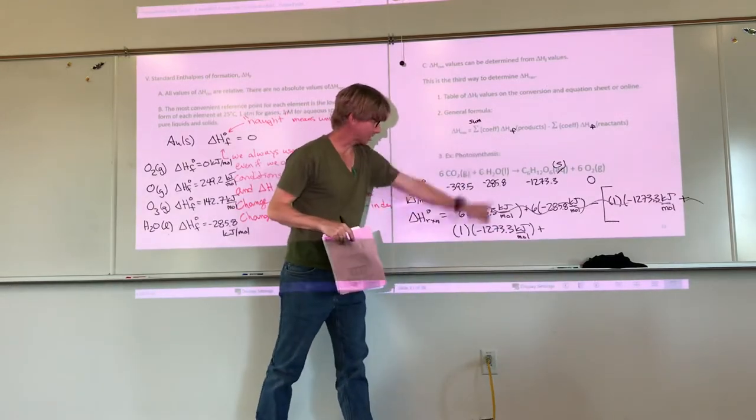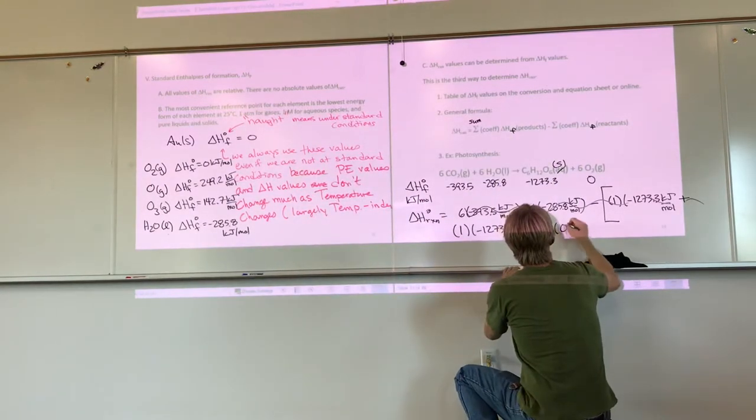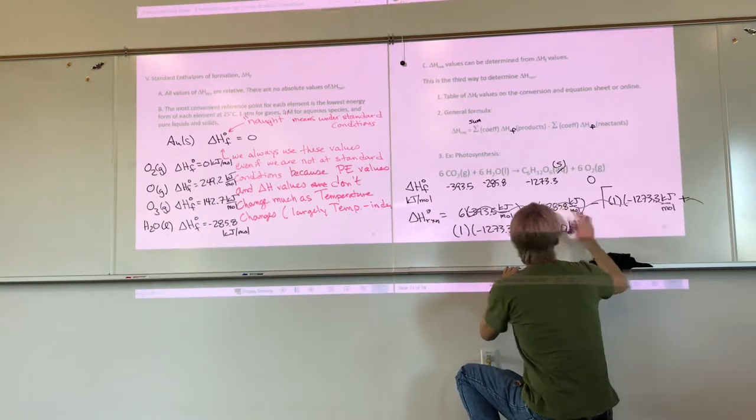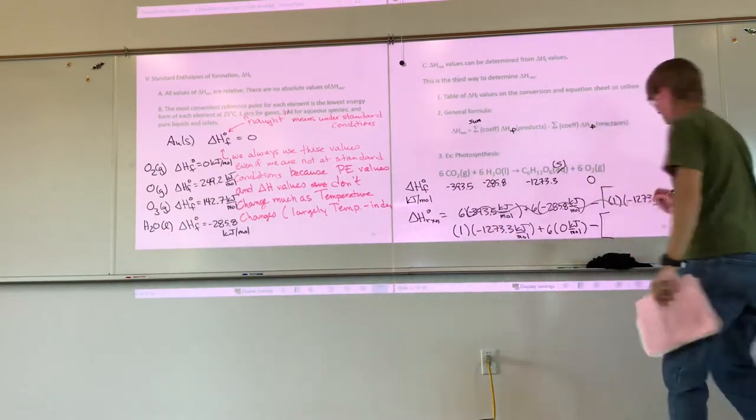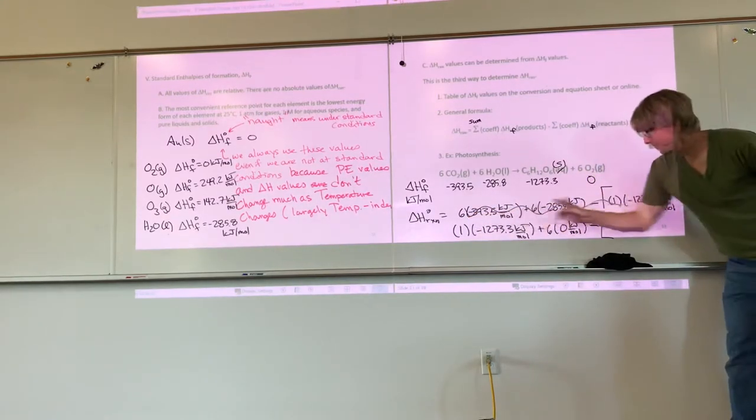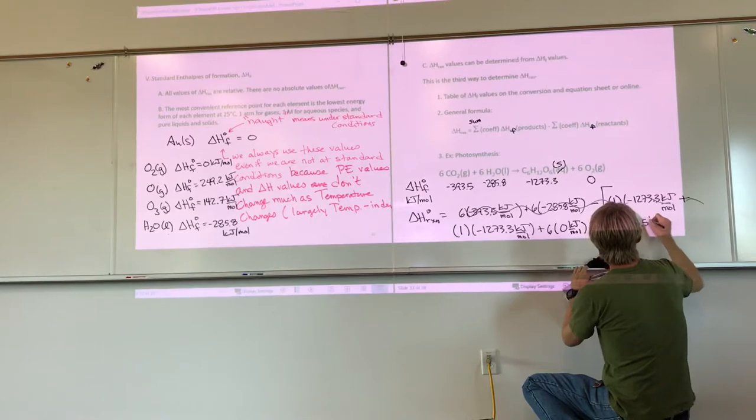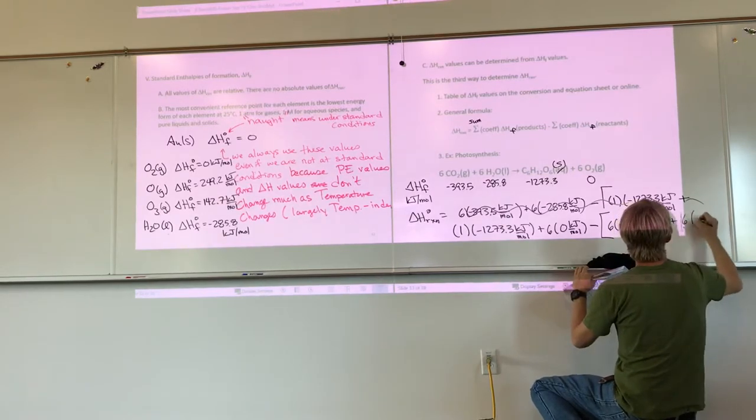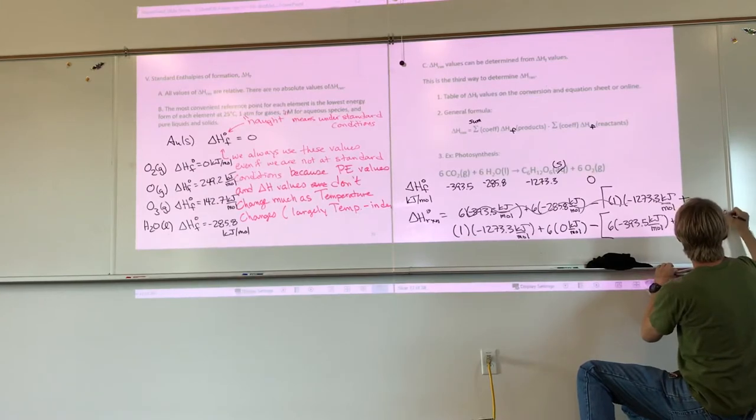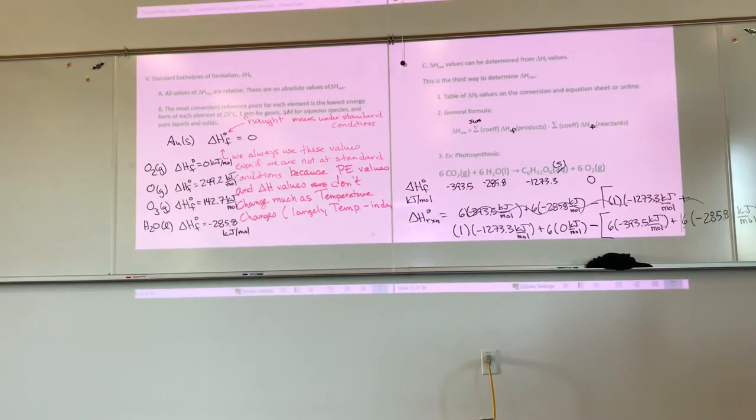So it's products times coefficients. My other product is 6 coefficient times 0 kilojoules per mole, my favorite kind of math. And now I'm going to put this stuff down here. For that, it should always be products minus reactants. It's always final state minus initial state.